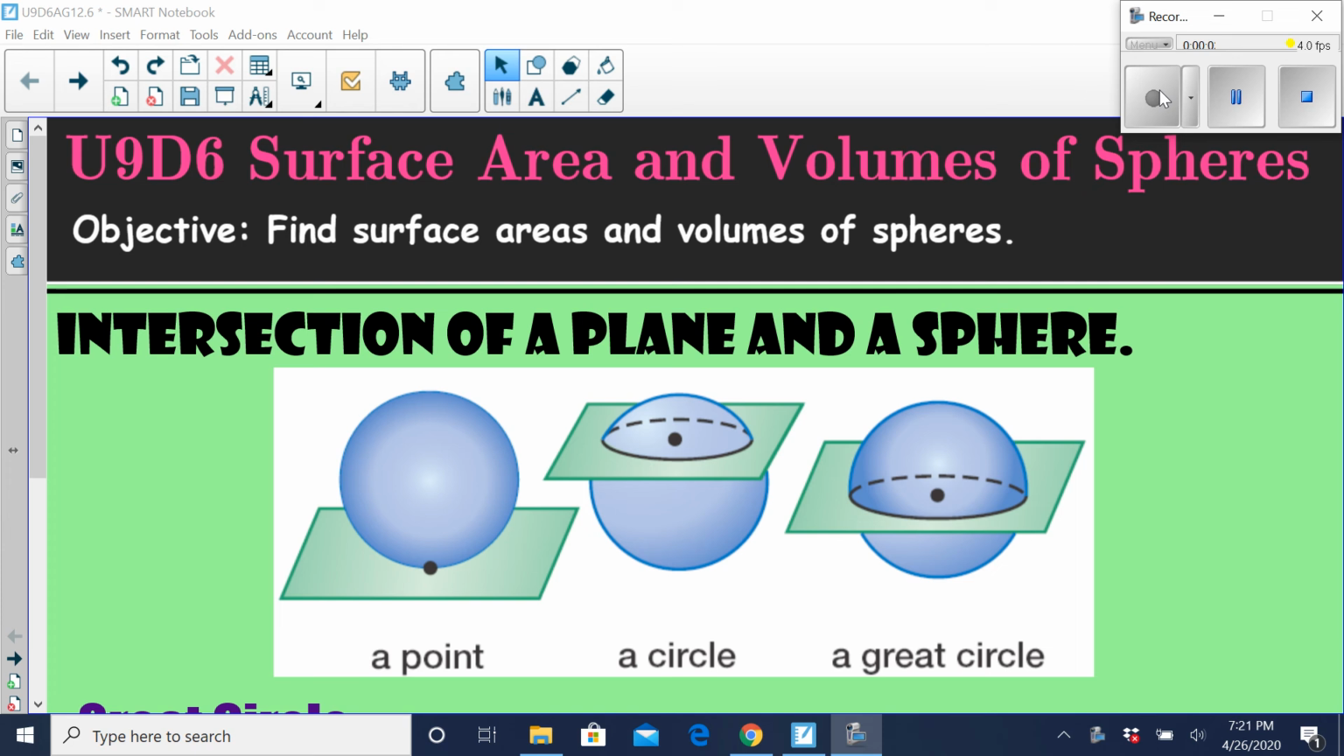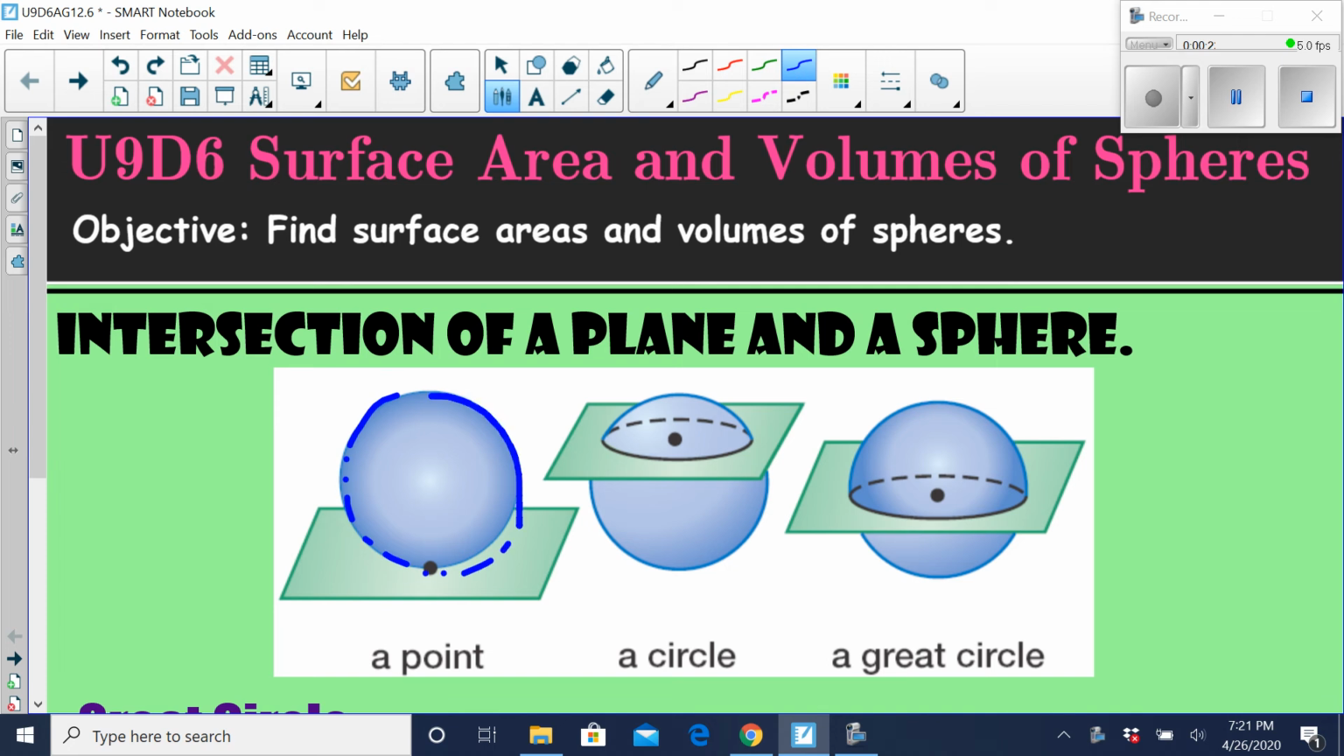Hey guys, we're working on surface area and volume of spheres, and actually it's spheres and hemispheres today. So it says, just to get started, the intersection of a plane and a sphere. So think a sphere is really just going to be like a ball, if you want to think of it like that. So like this blue figure here is my sphere, and it's a 3D figure, so all of the space that's inside that ball would be the volume, but it's the whole ball, okay?